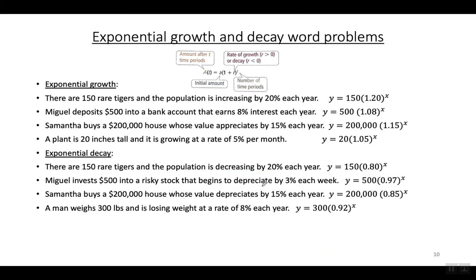A house whose value depreciates by 15% each year. 100% minus 15% is 85%. 85% as a decimal is 0.85. This man is losing weight at a rate of 8% each year. 100% minus 8% is 92%. 92% as a decimal is 0.92. Again, if you understand that, it makes it very easy to do word problems involving exponential growth and decay, which is what you're going to have.